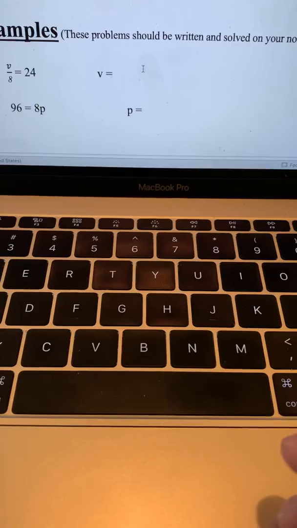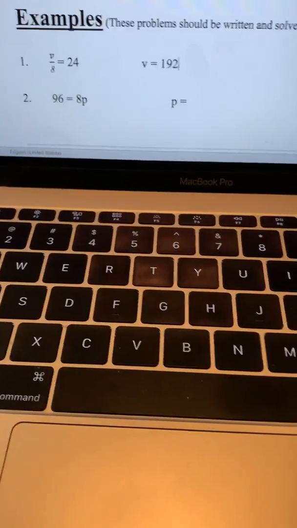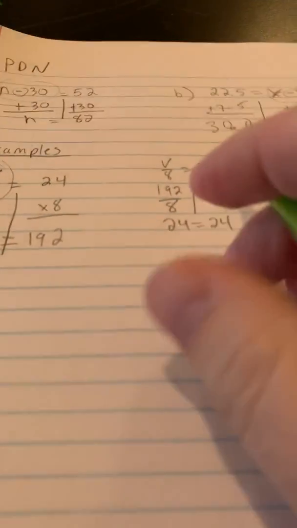24 does equal 24. Make sure that you're not putting 24 on the computer. You're putting your answer on the computer of 192. That was example 1.